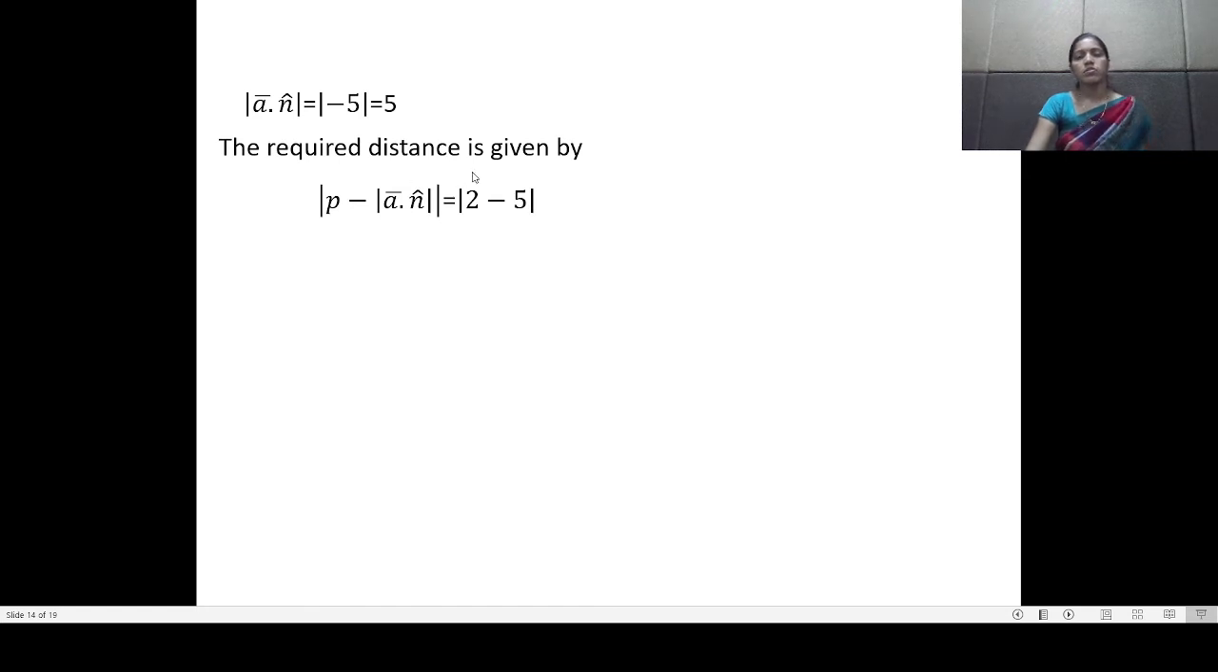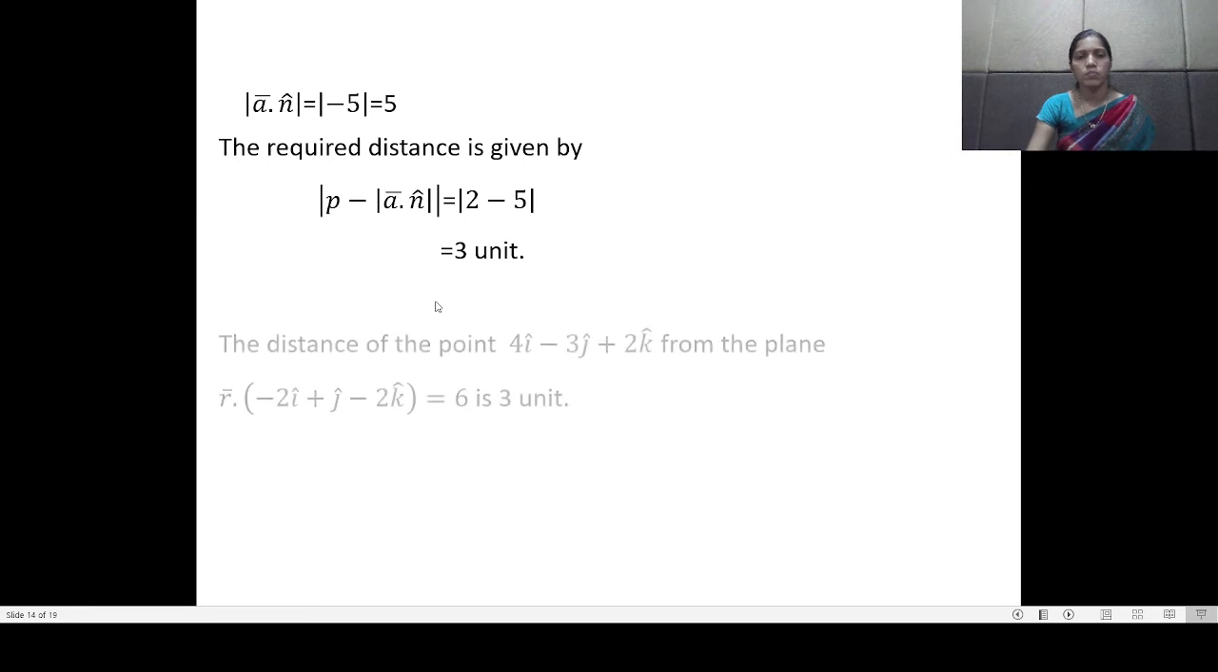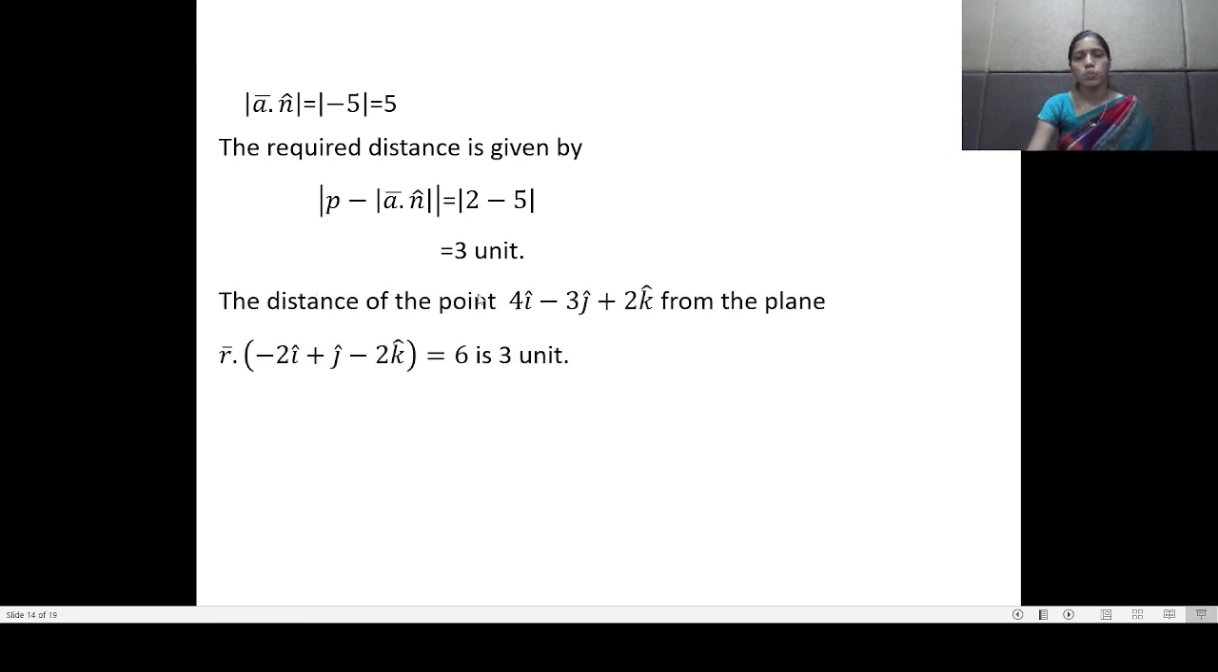Therefore the required distance is given by magnitude of (p minus a bar dot n cap), which is magnitude of 2 minus 5. 2 minus 5 is minus 3, and the magnitude of minus 3 is 3 units. So the distance of the point 4i cap minus 3j cap plus 2k cap from the plane r bar dot (minus 2i cap plus j cap minus 2k cap) is equal to 6 is 3 units, and it is the distance from the point to the given plane.